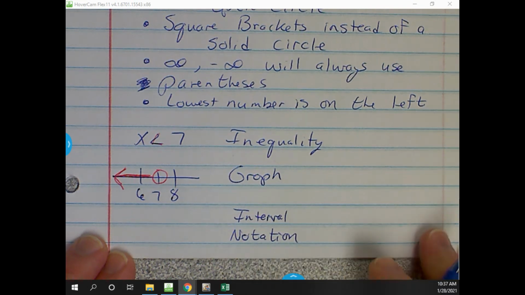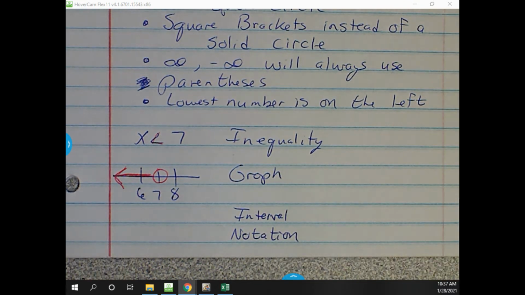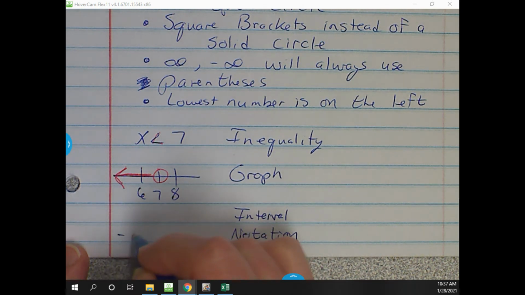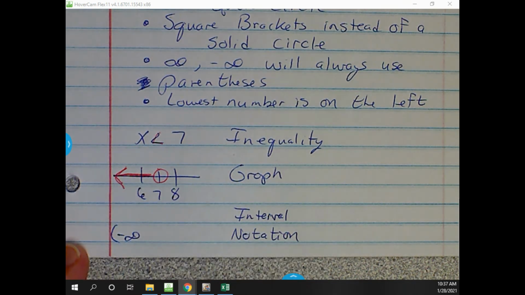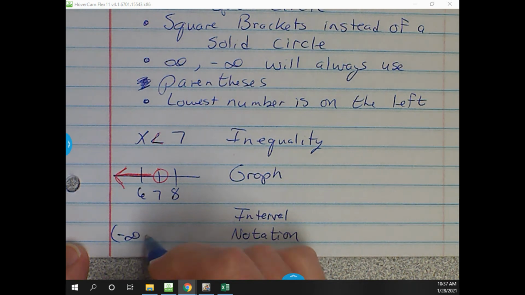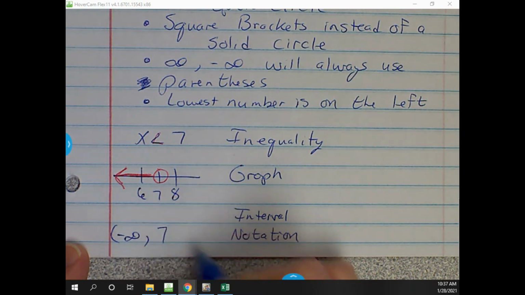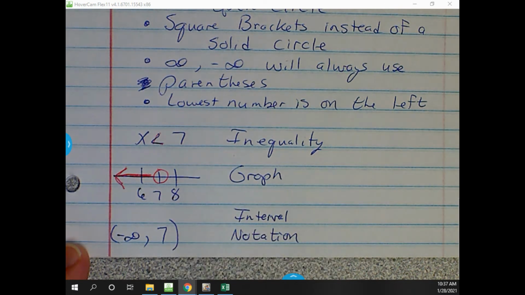In interval notation, basically, it's going to tell you, what's the smallest number that I can use on this graph, and what's the biggest number I can use on this graph. So for this one, the smallest number would be negative infinity, and we'll put a parentheses there. And then you put a comma, and then the biggest number is 7. It had an open circle on it, so that would be a parentheses as well.